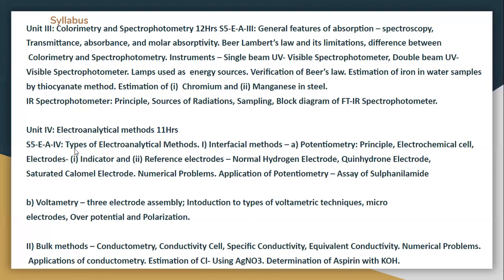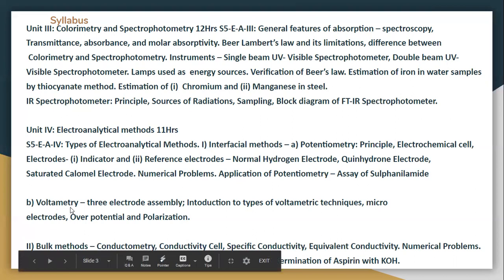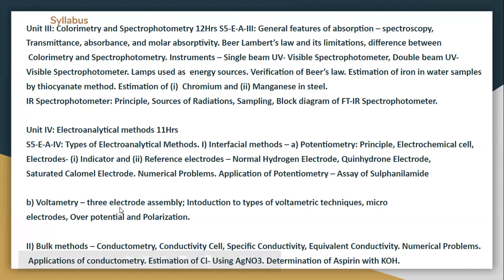Then electroanalytical methods. Here, except for the B part, everything we have already discussed in electrochemistry last year. So potentiometry, electrochemical cells, types of electrodes, all these things we have already studied. Numerical problems, calculation of EMF of a cell, and then one application, the assay of sulfonamide. And then voltammetry, which is an application of electrochemical methods.